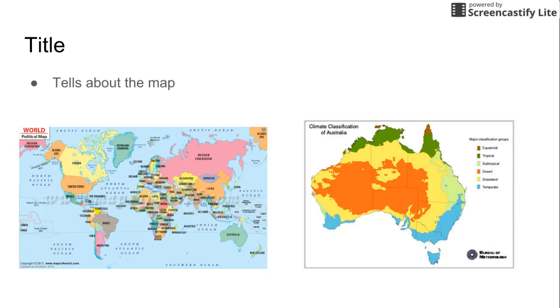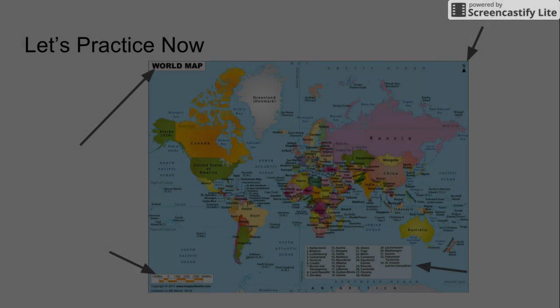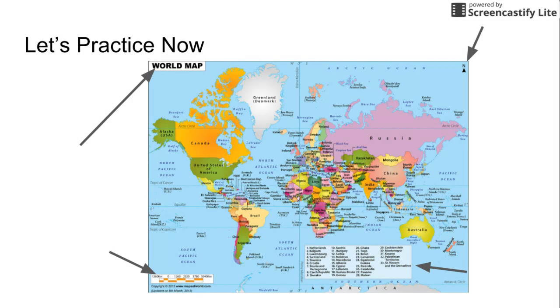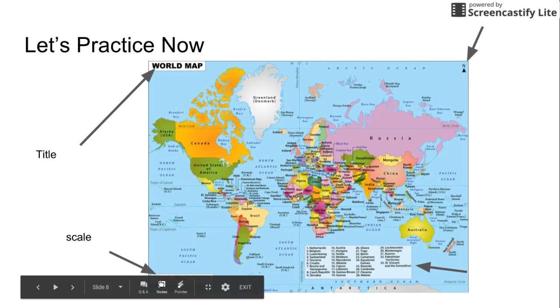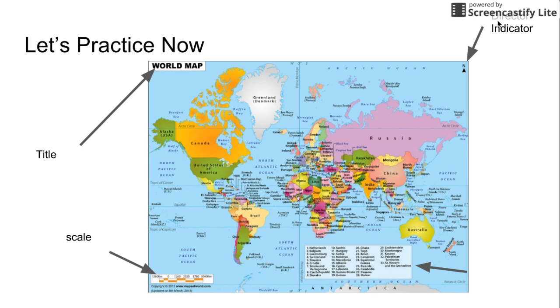Now what I'd like you to do is to finish watching this video by simply practicing labeling each of these 4 parts on this map here. This one here is the title. Down below we have the scale. In the top right we have the direction indicator. And down below we have the key or the legend.